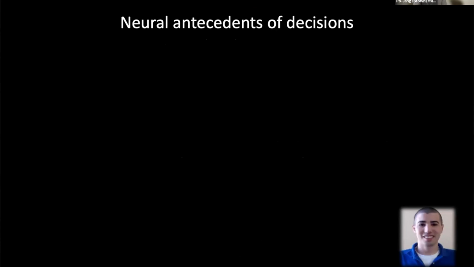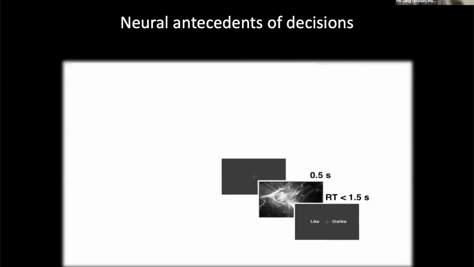So he simply presented a picture like this to the subjects, and the subjects have to say whether they like it or dislike it. So it's a very simple decision-making paradigm. You see the photo and you answer whether you like or dislike. And we have hundreds of different photos like that. So after each one, you have to say you like it or dislike it.